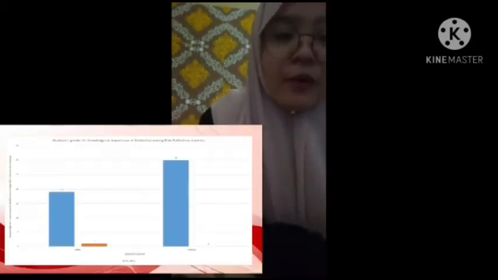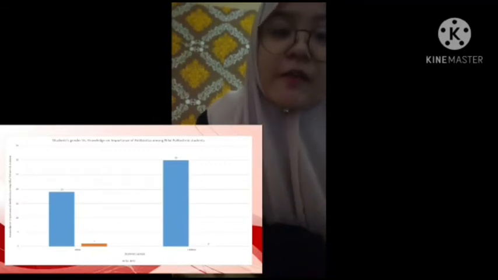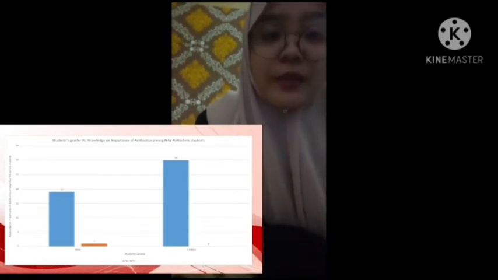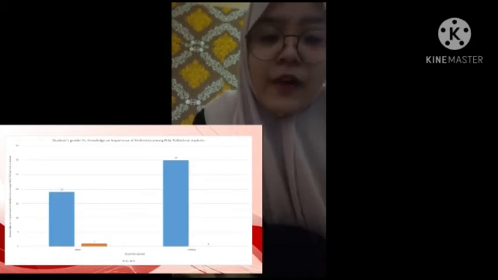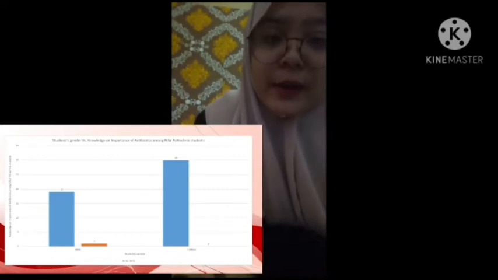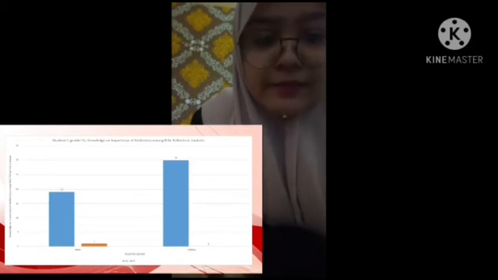Okay, the graph of question 4, the respondent of student gender about knowledge on importance of antibiotic. And for the respondent, we know that 19 of male have yes and 1 of male have no. Meanwhile, 13 of female have yes and 0 of female have no about knowledge how important of antibiotic.